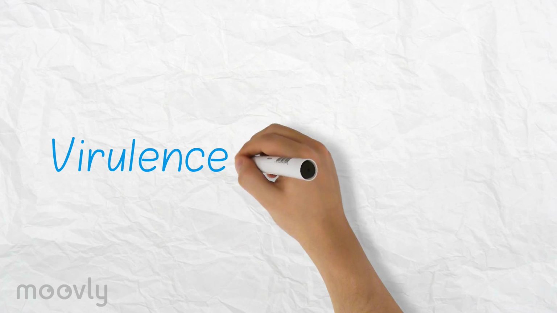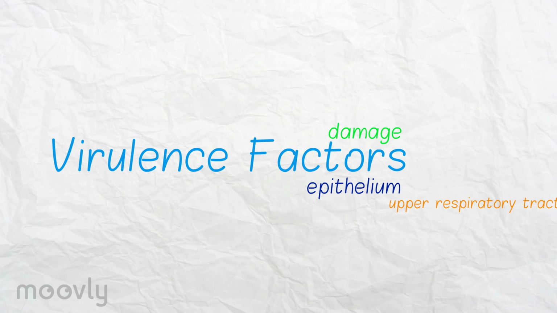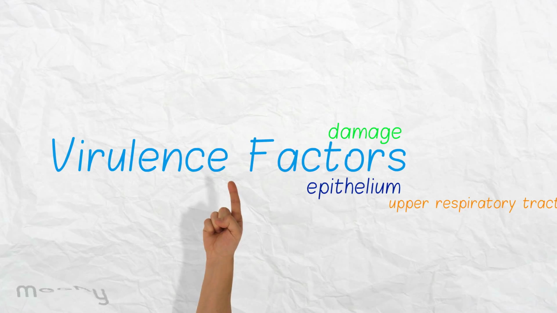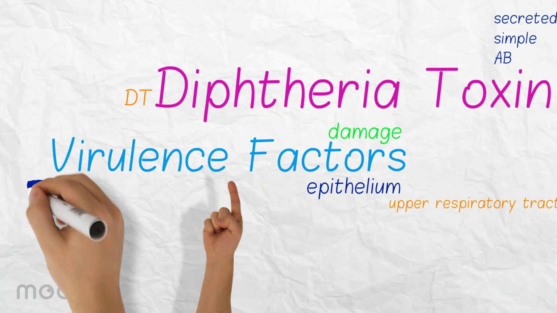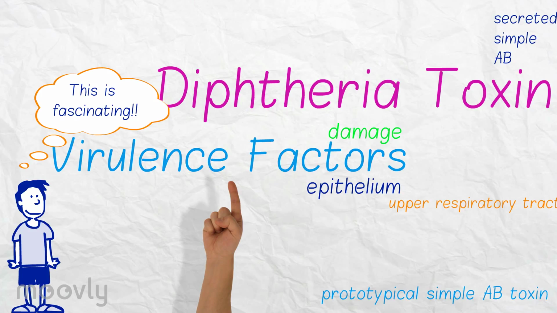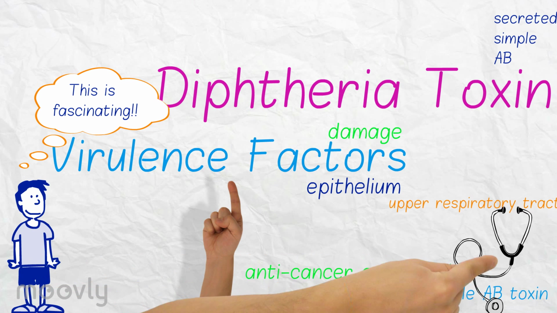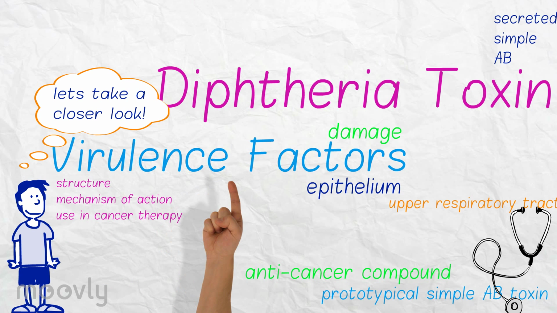But what are the key virulence factors that allow the bacteria to cause such damage to the epithelium of the upper respiratory tract? In fact, there is only one virulence factor that is responsible for the tissue damage seen during a diphtherial infection. This factor is the diphtheria toxin, a secreted, simple AB toxin, which will now be referred to as DT. DT is so fascinating not only because it is considered the prototypical simple AB toxin, but also because it is used nowadays as part of an anti-cancer compound. Let's have a closer look at its structure, mechanism of action, and use in cancer therapy.